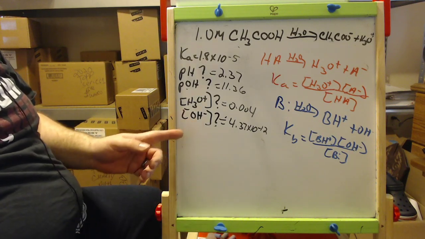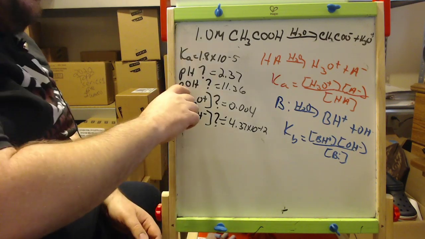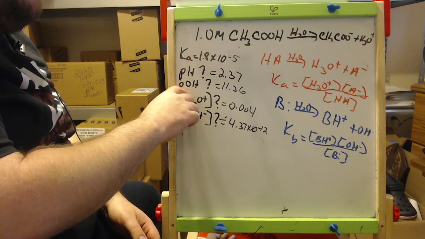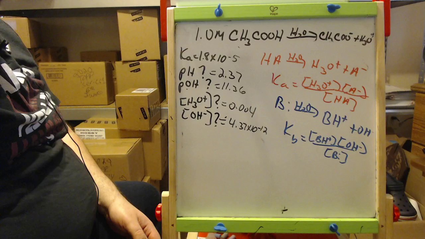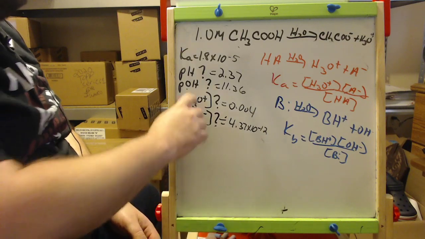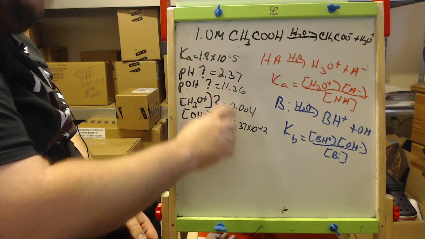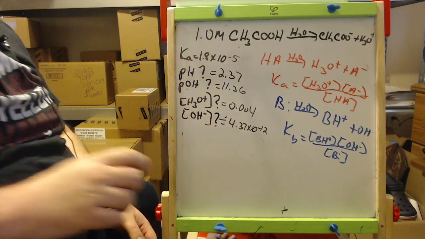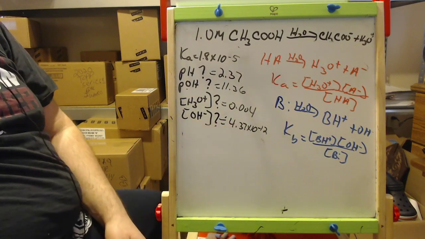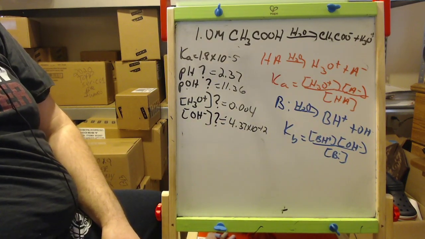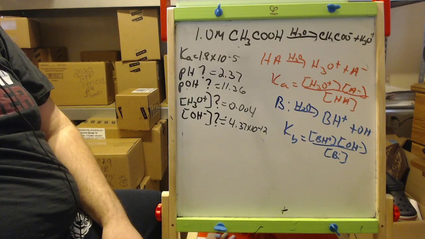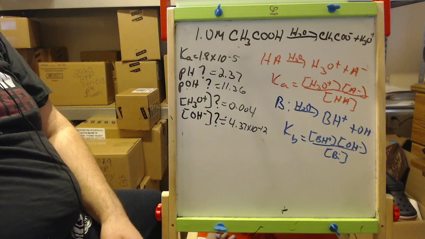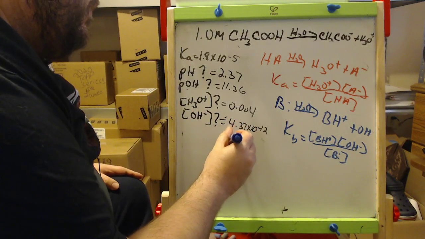OH minus you could do two ways. You could take 10, since this is the negative log, you could take 10 to the minus pOH. So 10 to the negative 11.36 will give you this. Or you could set up the Kw formula. Kw equals H3O plus times OH minus. So there's two ways to get this.